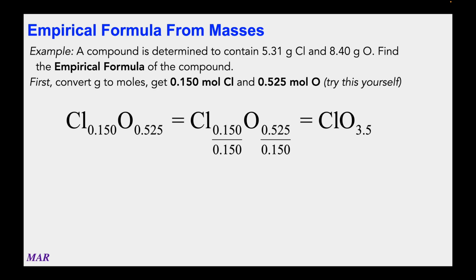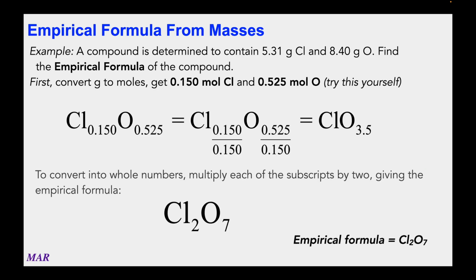So this is better. I mean, we've got whole numbers now for chlorine, but oxygen 3.5, gotta get rid of that, gotta have whole numbers. So we'll multiply both of those through by 2. That means it's going to be not 1 to 3.5, but 2 to 7. So the empirical formula here, Cl2O7. So you can see here that after we divided both of the numbers by the smaller moles, we still ended up with a fraction or a decimal, but 3.5 times 2 is 7. So 2 to 7 is a better empirical formula than 1 to 3.5. Empirical formula Cl2O7.